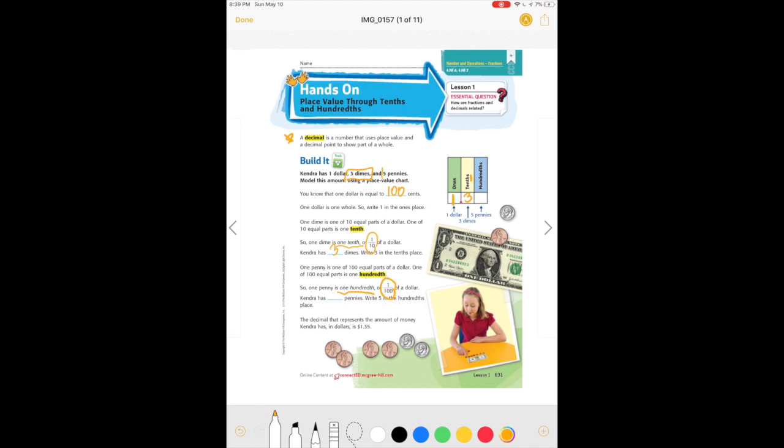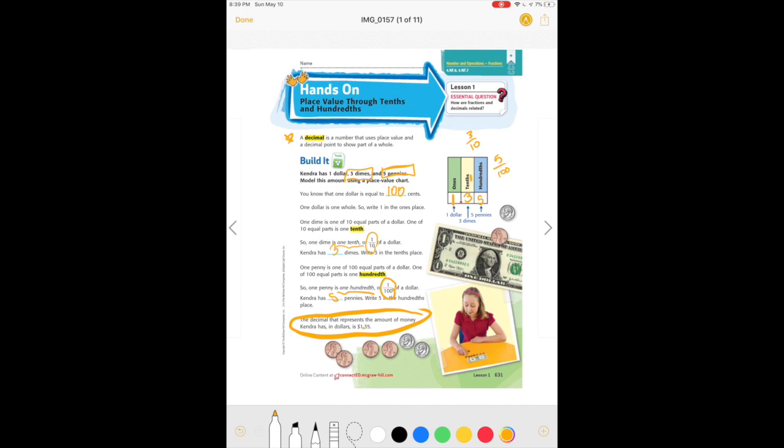Kendra has 5 pennies. So we write a 5 in the hundredths place. If I was going to write 3 dimes in the tenths place, it would be 3 tenths and 5 hundredths. All right? The decimal that represents the amount of money Kendra has in dollars is $1.35.